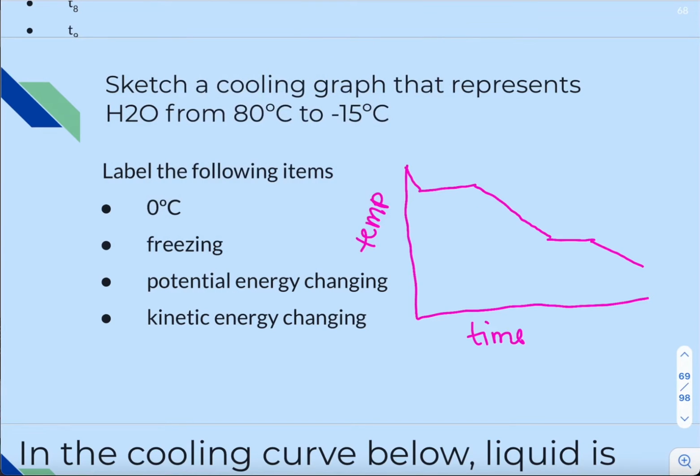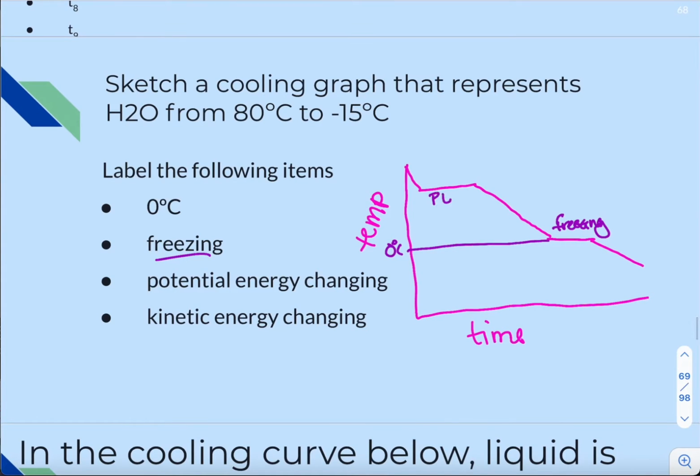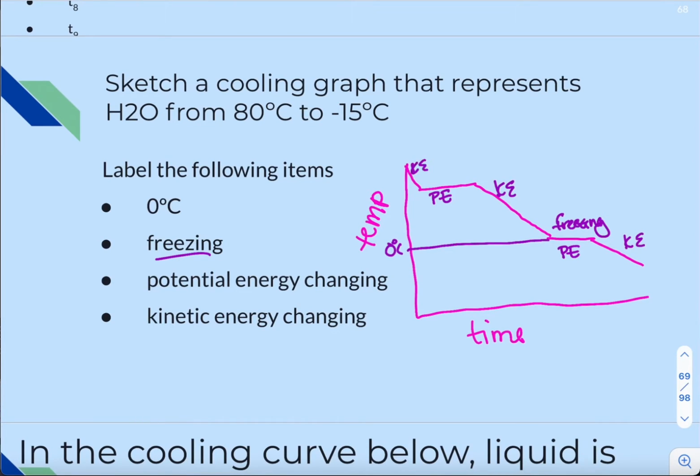So this is asking, okay, if this is water, where's 0 degrees Celsius? We know 0 degrees Celsius for water is the melting point. So this would be 0 degrees Celsius. Where is it freezing? It's freezing on this plateau in between liquid and solid. Where's the PE changing? The PE changes on each plateau whenever the temperature is not changing, and the KE changes whenever the temperature is changing. KE and temperature are linked. Okay, so there's an example of what a cooling curve would look like.